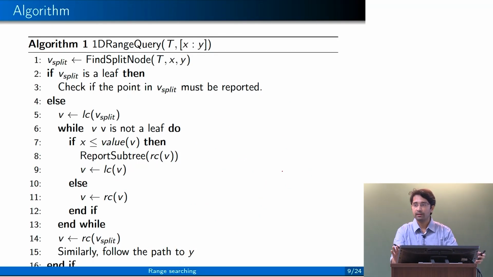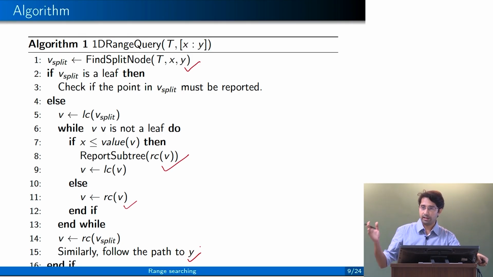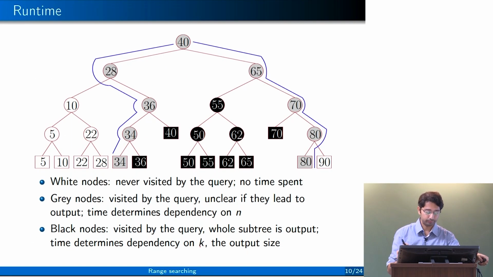So, this is the overview of the algorithm: when we start, first I find the split node, that is the first thing I would like to do. Then depending on the split node, if I go left, I report the whole subtree in the right, or if I am moving right, I do not do anything, I just keep moving on the right. And you have to similarly do this for the right extreme of the range tree.